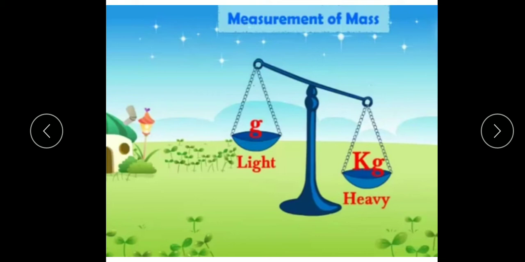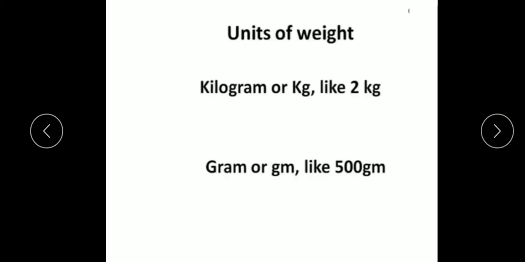Now, as we know that kilogram and gram are the standard units of weight, we can write like this. We can write kilogram as kg in its short form, and we can say 2 kg, 3 kg, right? And we can write gram as gm, and we say 500 gm, 400 gm, right?